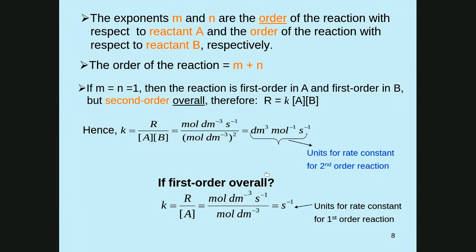If it is a first order reaction, which is also a very common case, the rate is then given as rate equals minus dA/dt equals k times A. So k is then the rate upon A, and then you see that the concentration unit cancels out, and we're left with reciprocal second as the unit for the rate constant in a first order reaction.